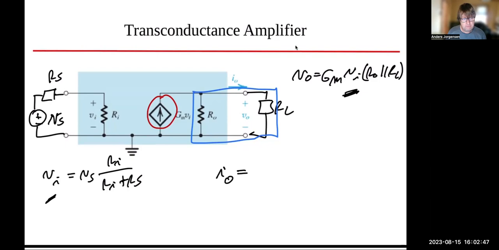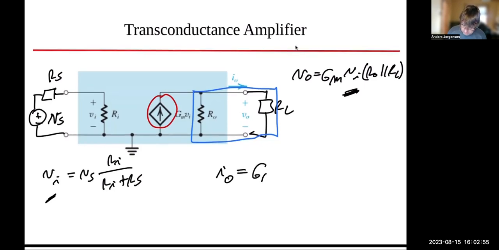And when we do current division, we do the same as voltage division, except with the conductances. So Io is then equal to the current, Gm times Vi, and then current divided, sorry, 1 over RL divided by 1 over RL plus 1 over Ro, like that. And again, I can plug in Vi, so I get now Io in terms of Vs.